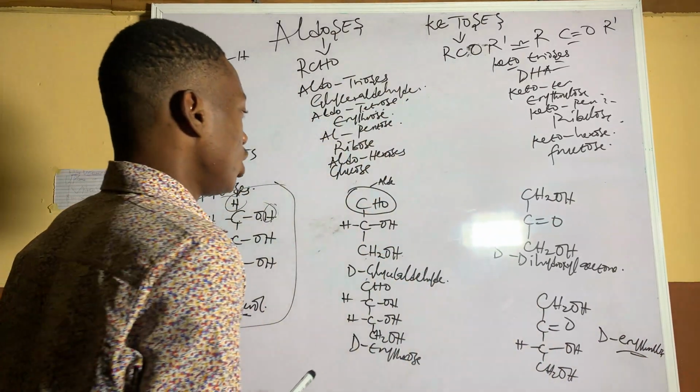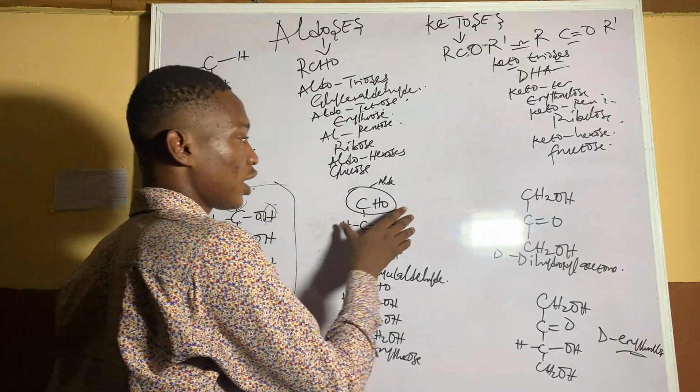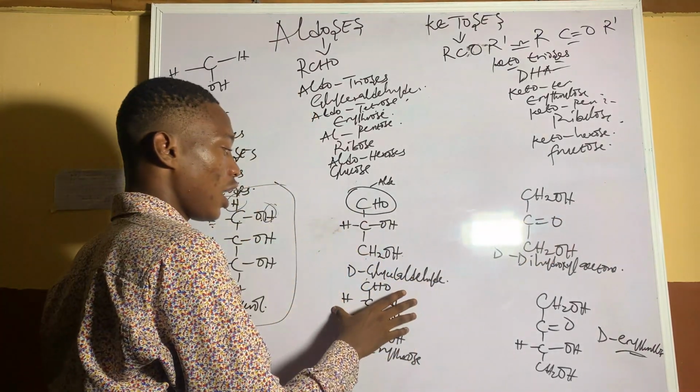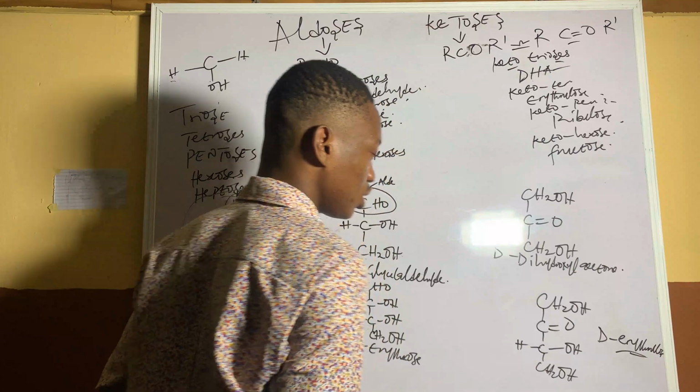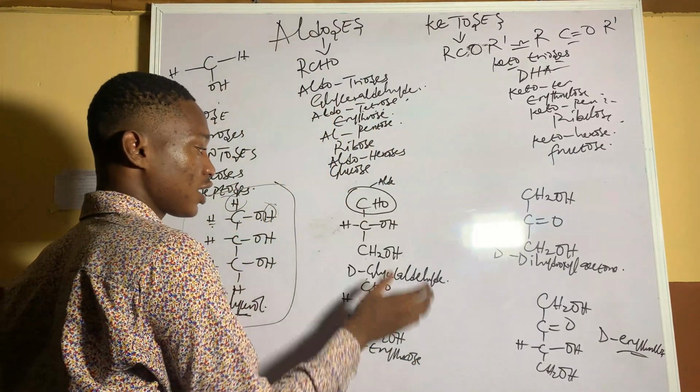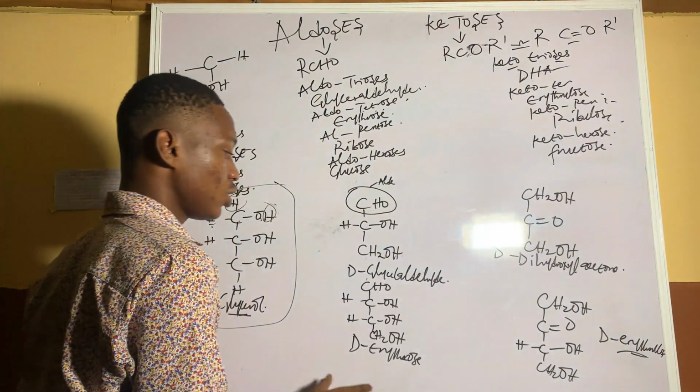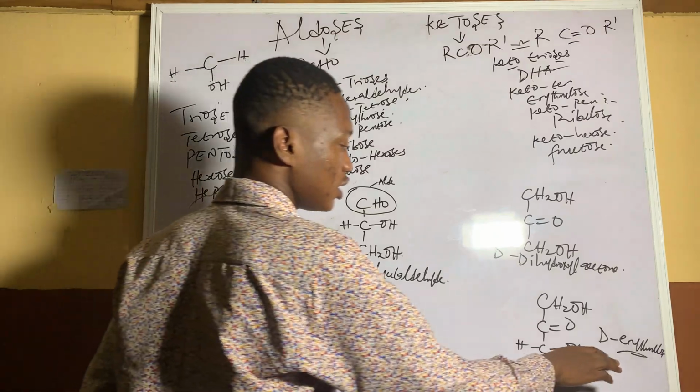So we've looked at the structures of aldotrioses, ketotrioses, aldotetroses, ketotetroses. I'll give you an example here. This is glyceraldehyde. This is dihydroxy acetone. This is the erythrulose.